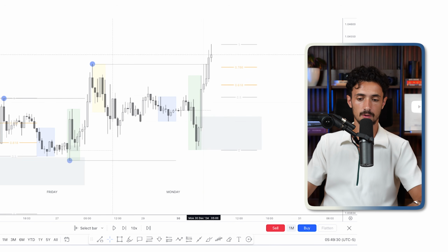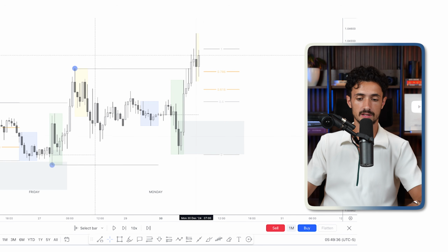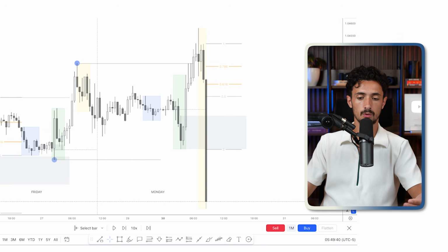We can use the fair value gap or we can use the order block. And then once price taps into that level, what you would be looking for is a lower time frame shift. But in this scenario, just to show you, things don't always go your way.